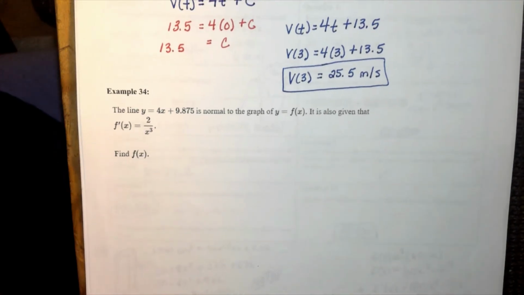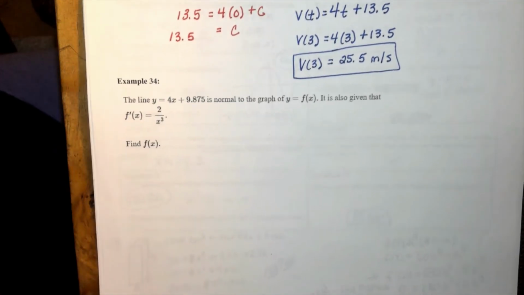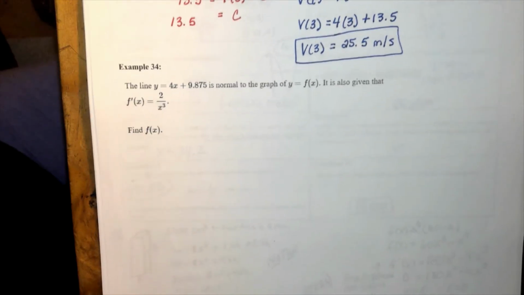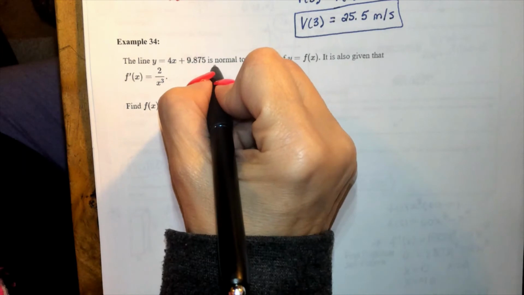All right, the last one. I think this is the last one. Okay, so this one has some serious algebra in it. If you're an algebra geek like I am, you will love this one. Find the line y equals 4x plus 9.875 that is normal to the graph of y equals f of x. It is also given that f prime of x is 2 over x to the third. Find f of x.